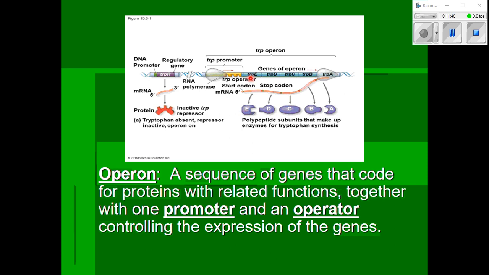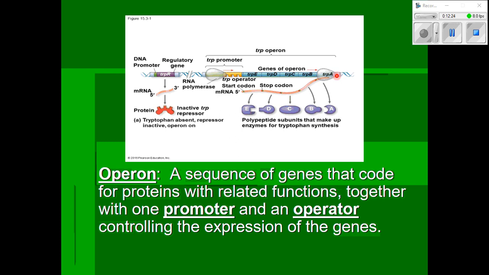So an operon is multiple genes that code for different polypeptides, which have some related function, together with a promoter. So this is part of the operon as well. Remember, the promoter is the region of DNA that RNA polymerase attaches to at the beginning of transcription. So this little guitar pick, remember, that's the enzyme RNA polymerase, which carries out transcription of genes.